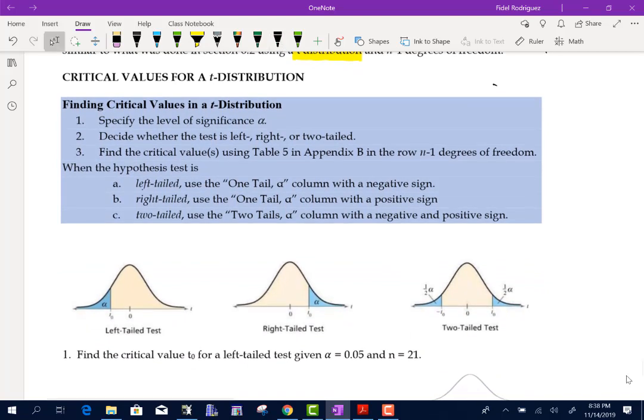Okay, so how do we find the critical values for a t-distribution? We are going to specify the level of significance, alpha. We're going to decide whether the test is a left-tailed, right-tailed, or two-tailed test.